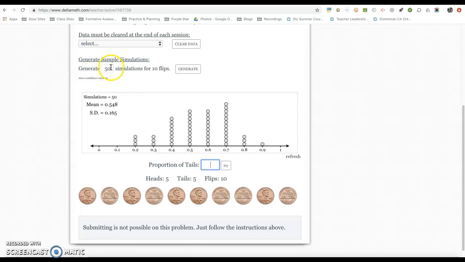I just picked simulations, and what this did is it went ahead and it did 50 10 flips, so 500 flips, because each coin in our graph represents 10 flips. The probability in 10 flips. So that's what it looks like. I've got 5 flipped over that are heads, 5 flipped over that are tails. So that means that my proportion of tails would be 0.5.